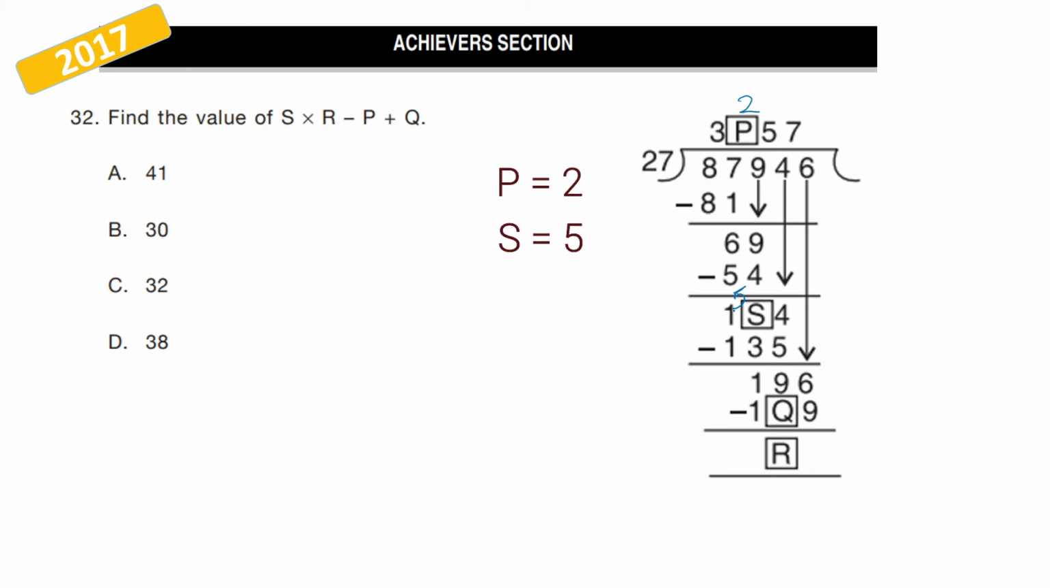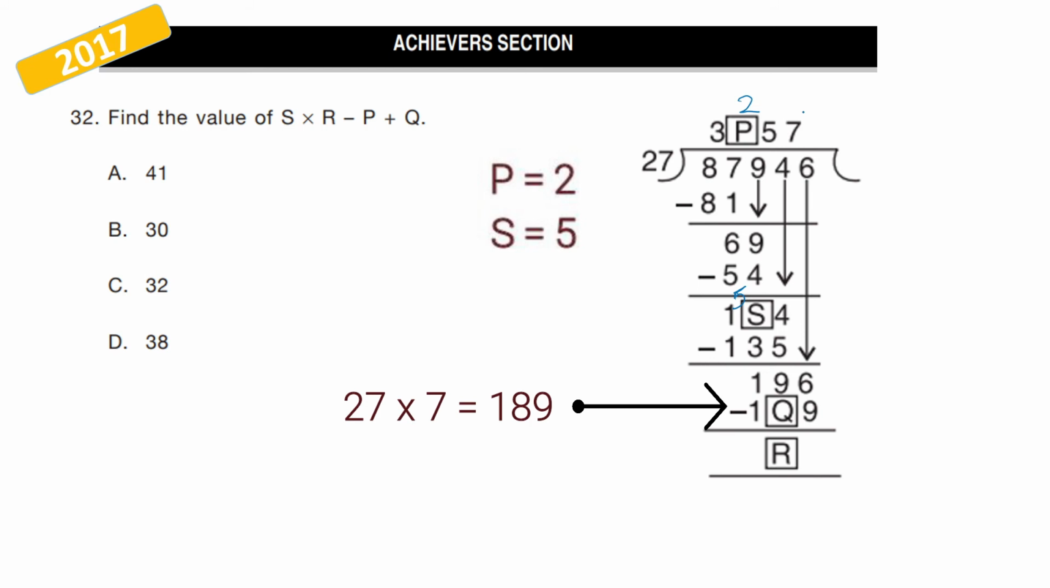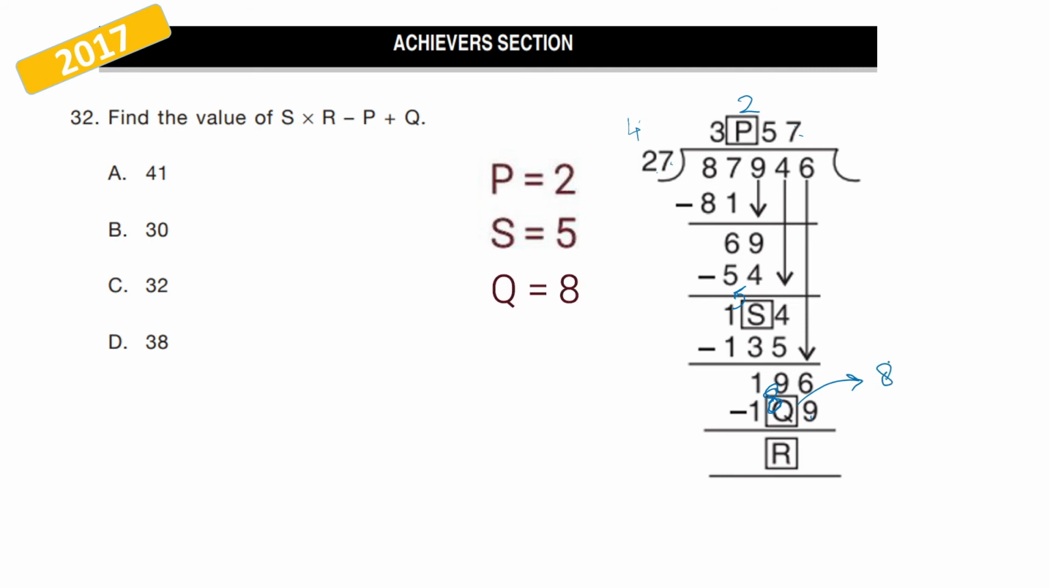Now 135 is what is left. To that we get our next quotient, which is 5, and we are left with 135. Further, what we are left with is 196. And finally 27 is multiplied by 7 to get this value. So this value is 189. So your Q is 8. And now when you subtract 196 minus 189, this is 7.